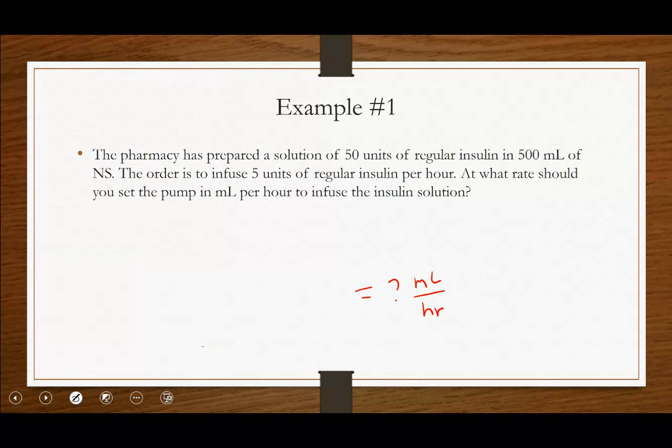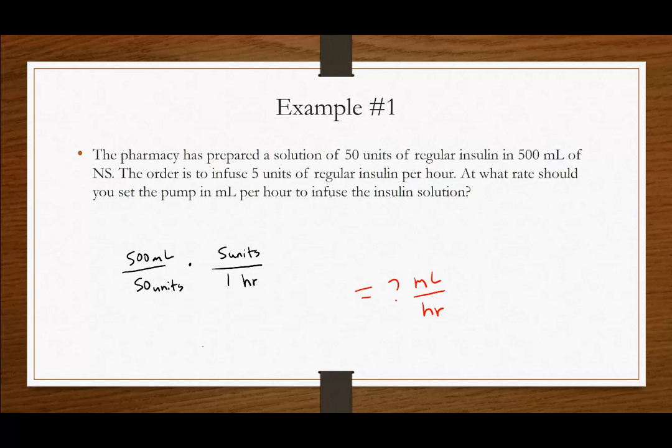And what we have to begin with is a 500 milliliter bag that has 50 units contained within that. So the particular order is an infusion of 5 units for every 1 hour that passes. So our computation here is fairly simple, but again, what we find is that our units will cancel, leaving us with a rate of milliliters per hour.